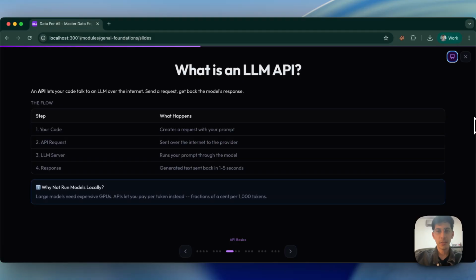Okay, API stands for Application Programming Interface. Think of it like a way your code sends a message to a server and gets a response back. Here's why APIs exist. Running a model like GPT-4 requires specialized hardware, GPUs that cost tens of thousands of dollars. Instead of buying the hardware, you send your text to OpenAI or Anthropic over the internet. Their servers run the model and they send back the result. You pay per token, typically a fraction of a cent per 1,000 tokens. The whole round trip usually takes 1 to 5 seconds.